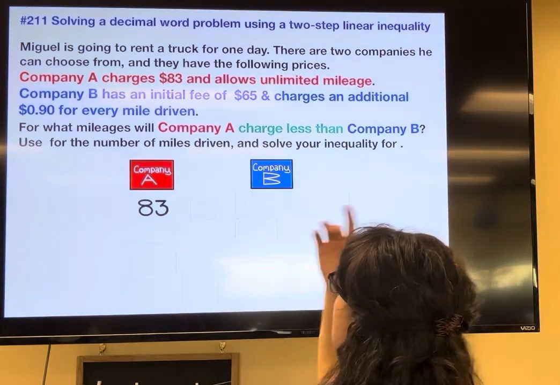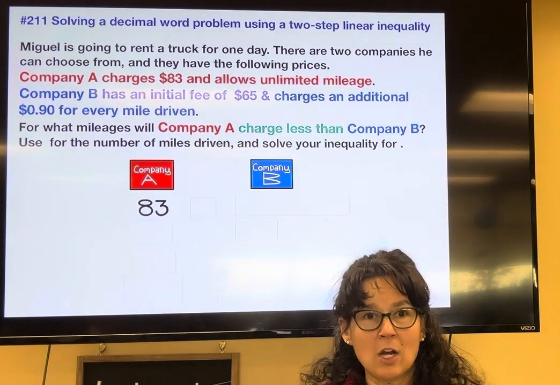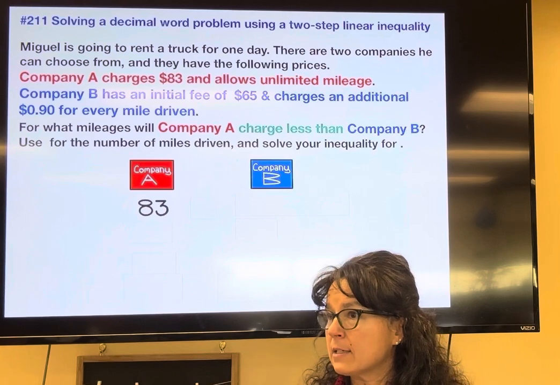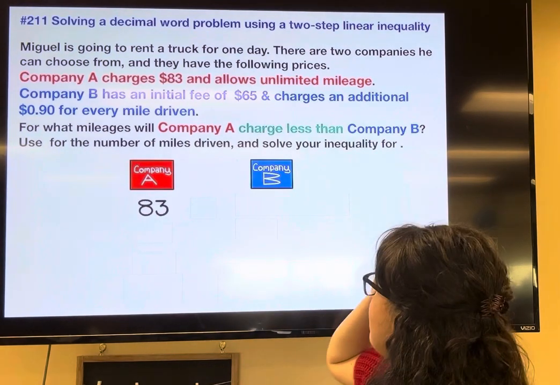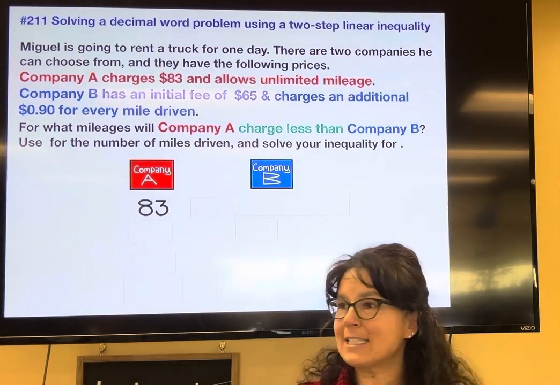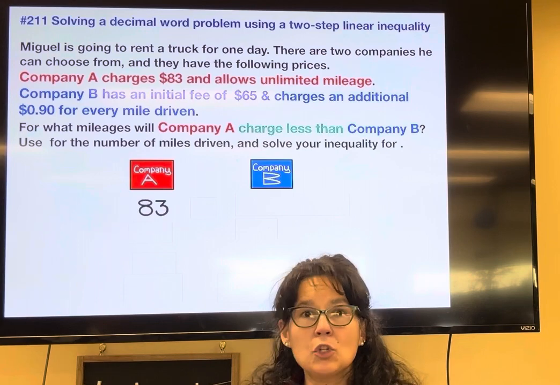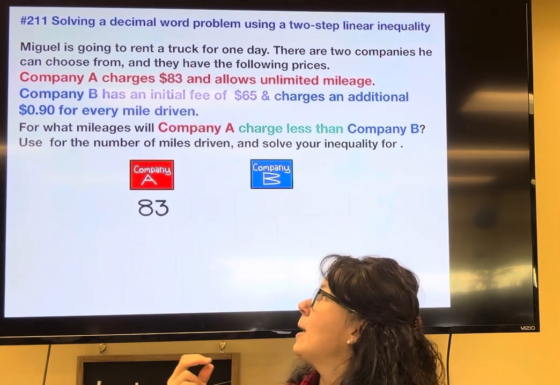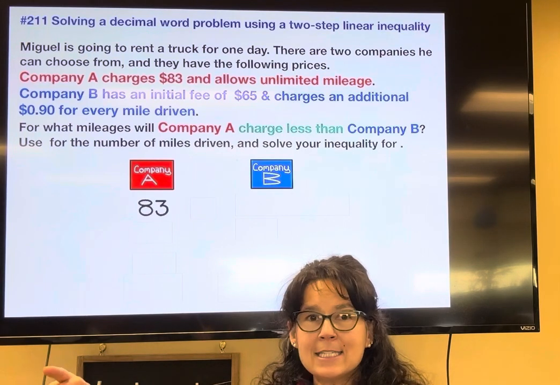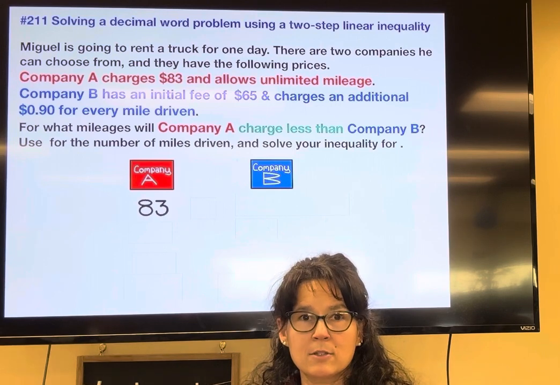Okay, now company B, they have an initial fee of $65. So you're gonna pay $65 no matter what. But after that, they're gonna charge an additional fee of 90 cents every mile. So if you were only to drive 2 miles, you'd pay the $65, but then you'd also pay 90 cents and another 90 cents for the 2 miles.